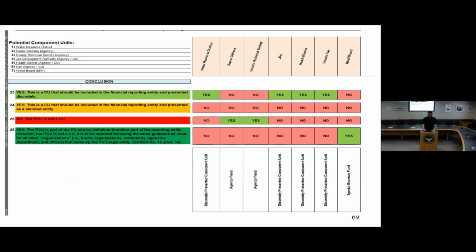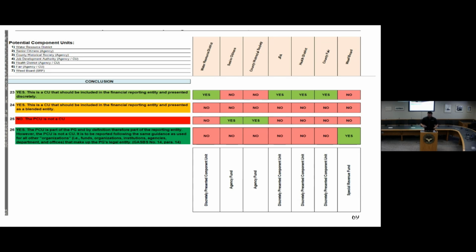And then the next one is, no, they're not a component unit. We found out that they don't have separate corporate powers, and the primary government doesn't hold them. I have agency fund written here, but we do call them fiduciary funds now. So they're maybe more of a fiduciary fund, more of an in and out for tax collections. And lastly, we found out the WE board is a governmental fund, and we're going to call it a special revenue fund after the evaluation.